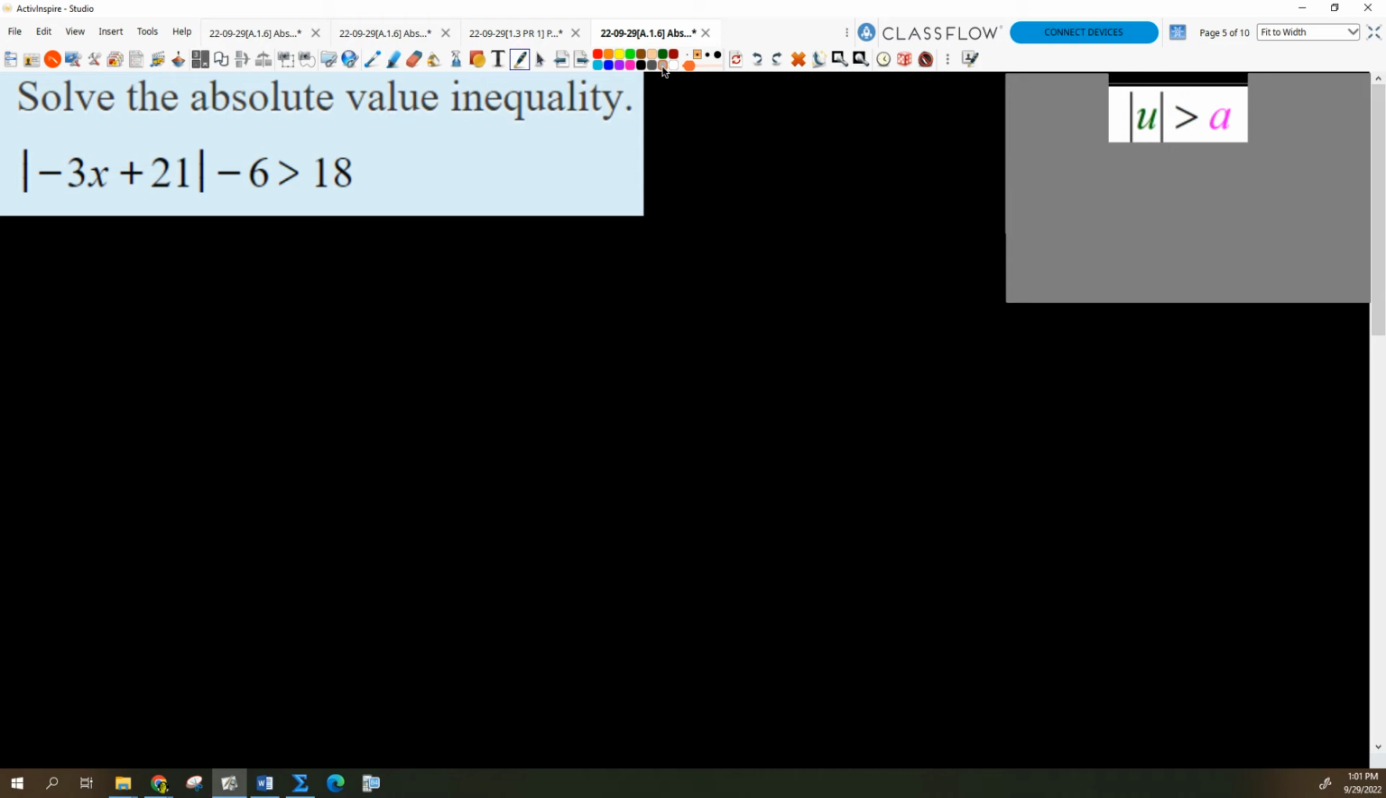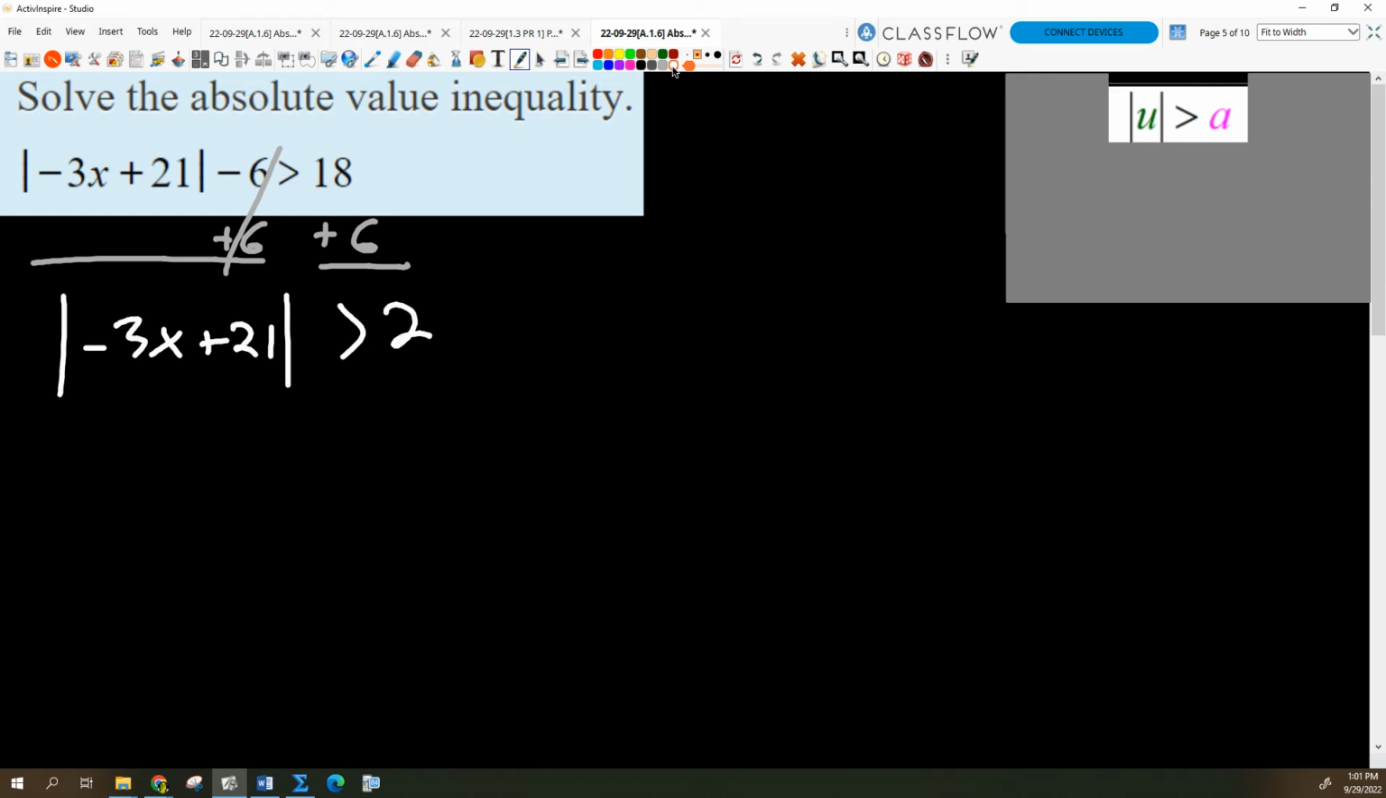I got to add 6. Yeah, right? Because 6 is being subtracted. I have to undo subtracting 6. So we're going to add 6. Okay, and that's going to give us our absolute value is greater than 24. Okay, good. We isolated the absolute value.